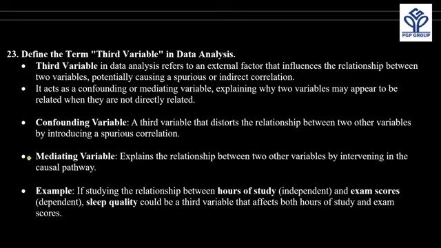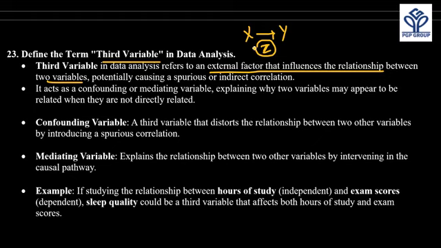So what is the term third variable in data analysis? A third variable is an external factor that influences the relationship between two variables. Already x is available and y is available, and there is a relationship between x and y. Now a third variable is going to influence and affect this relationship. So this is the third variable.